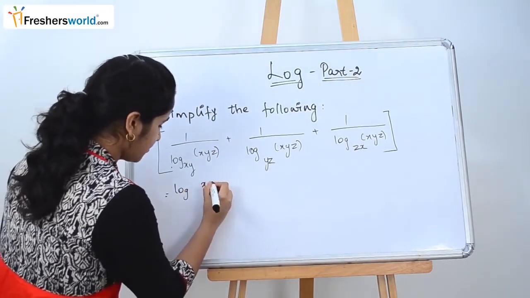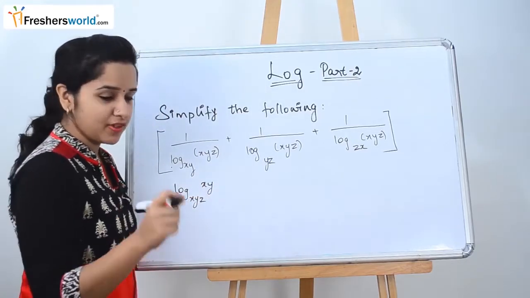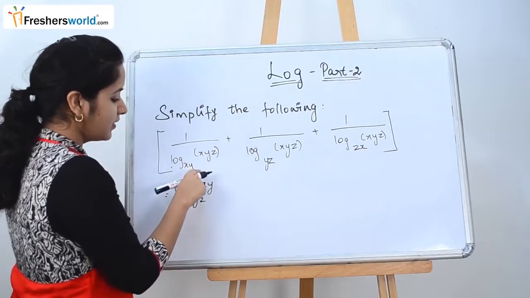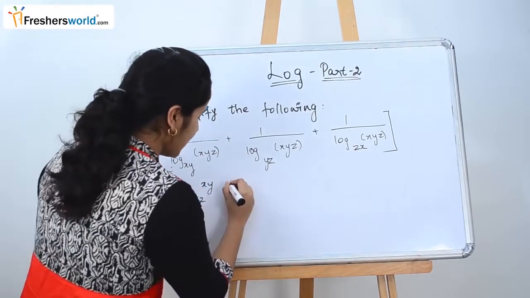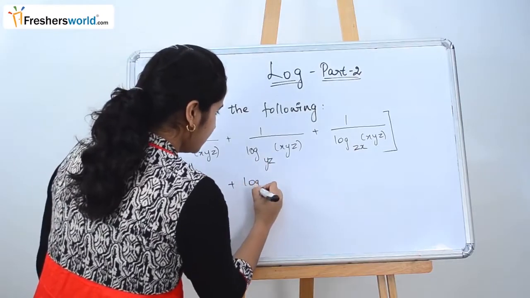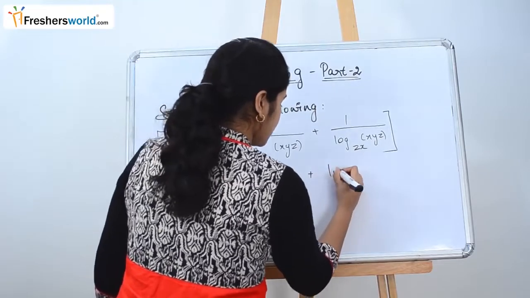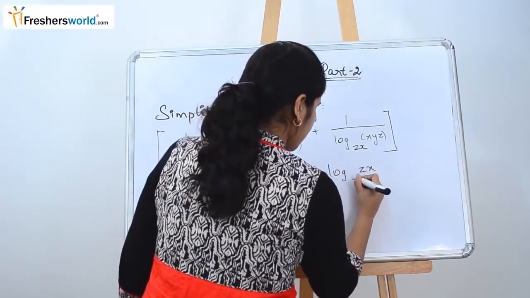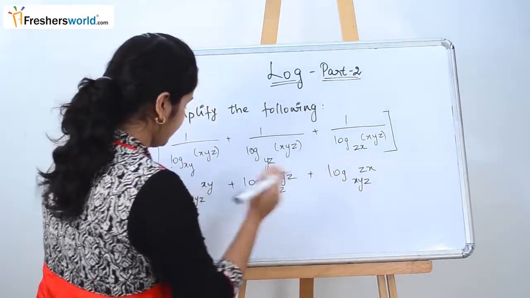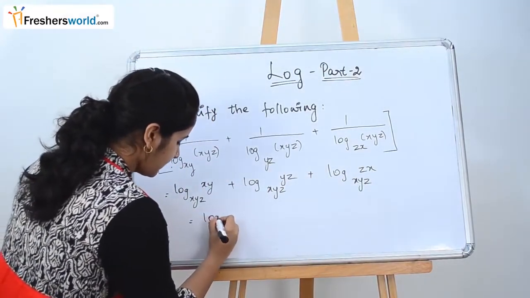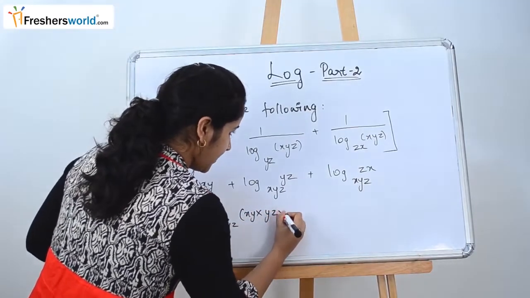Log xy to the base xyz. So why is it like this? We have seen in our first video that if it's inverse, when we take it above, the base and this place exchange. So that's why it is like that. Let's do the same for the others: log yz to the base xyz plus log zx to the base xyz. As you can see, the bases are common here. So what do we do? Log xy into yz into zx to the base xyz.